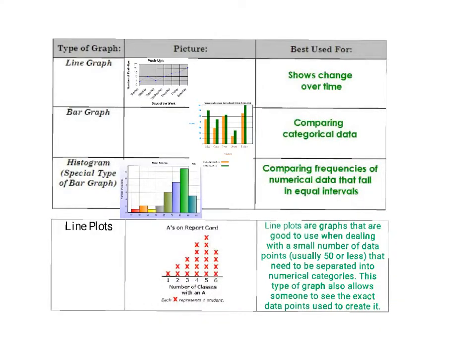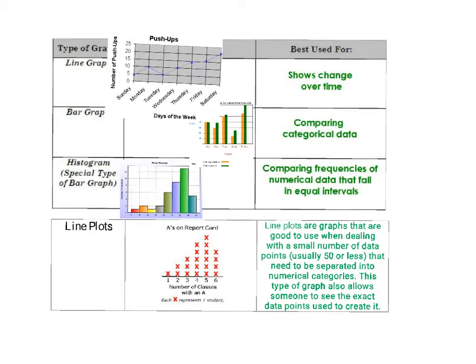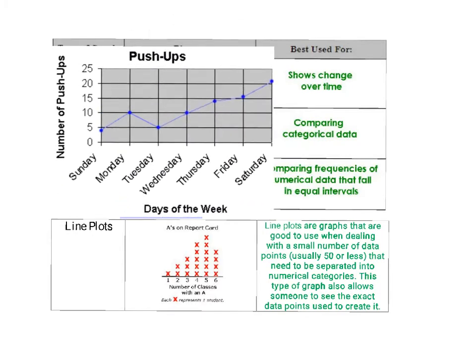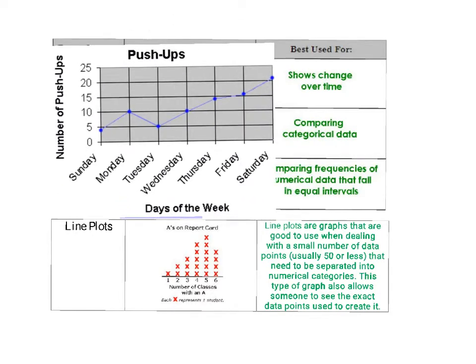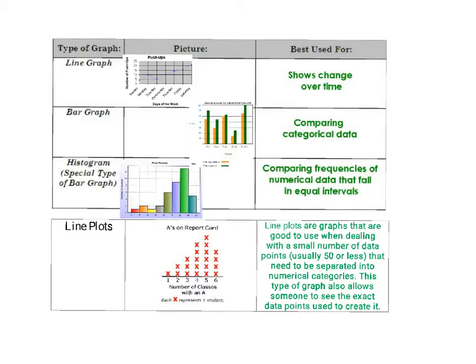Here are 4 of the 7 different types of graphs you could see. The first one is a line graph, and that shows change over time. So if we blow up this picture, you can see that it has the different points. Sunday was 4 push-ups, Monday was 10, Tuesday was 5, and then those points are connected by straight lines. It plays connect the dots.